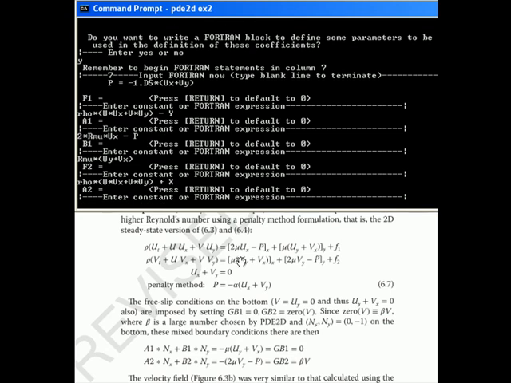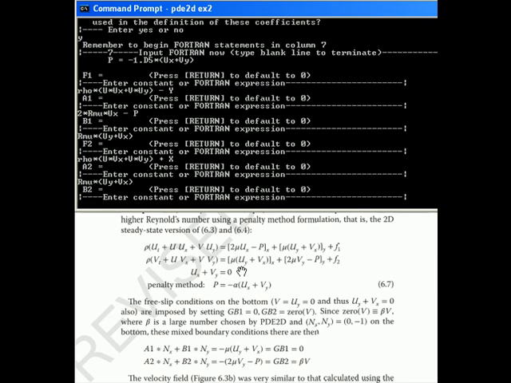Okay, A2 then will be this thing, mu times uy plus vx, and B2 will be this thing, 2 mu times vy minus p.